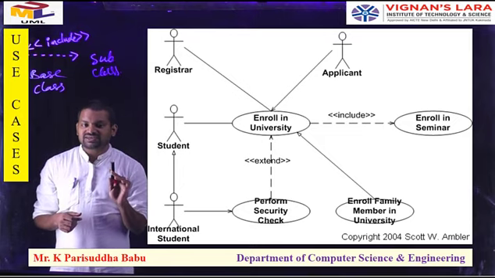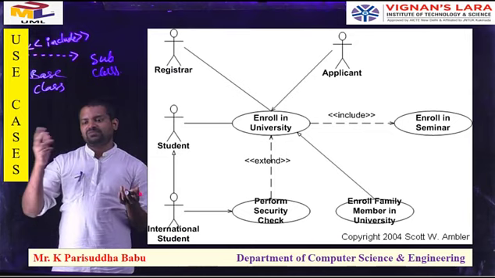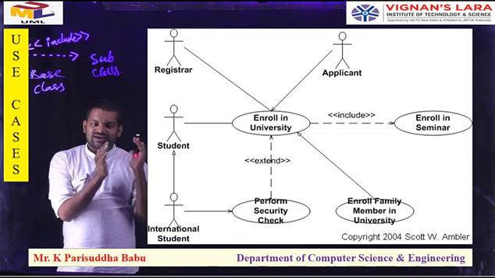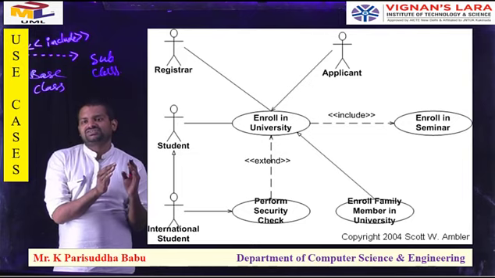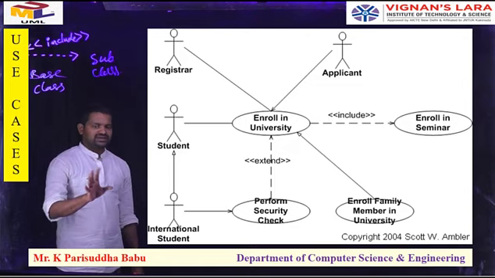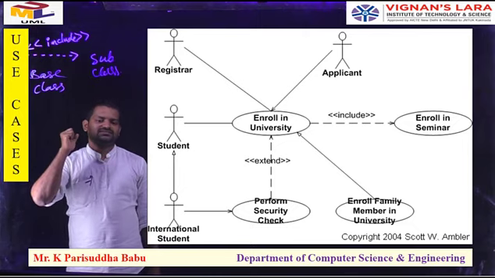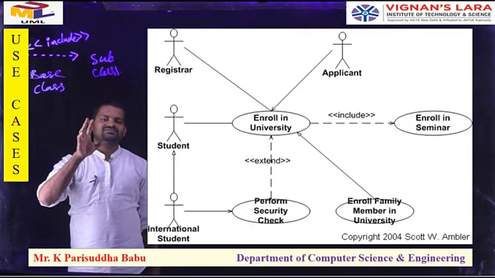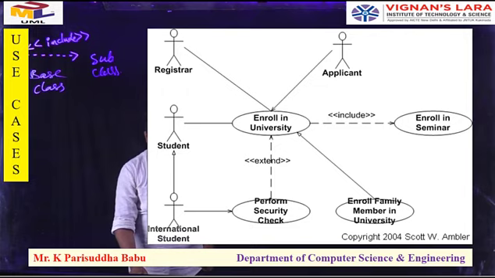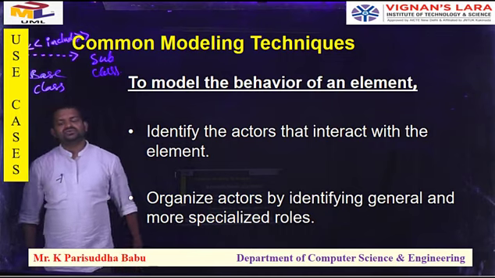Performing the security check is an extend relationship in the sense that it may be checked for 1% or 2%, and may not be checked for all the persons. So performing the security check is an extend relationship that will not arise regularly, that arises at some time. Okay. So include will arise regularly in enroll in university. Likewise, we have to represent different kinds of actors and also the use cases. Some common modeling techniques are there to design use cases.